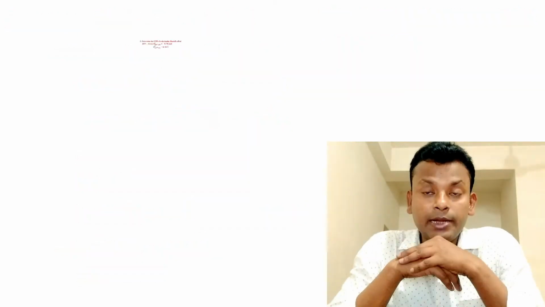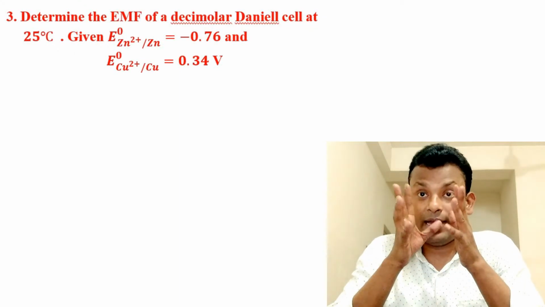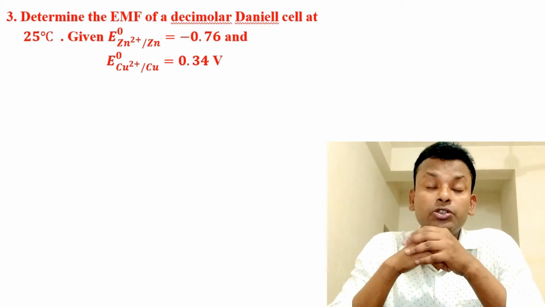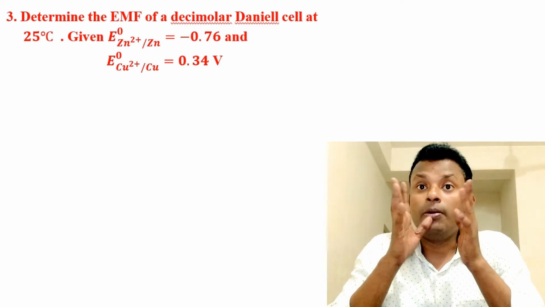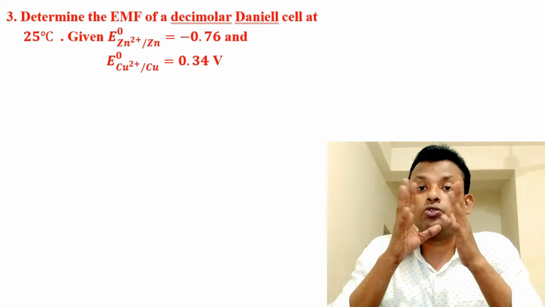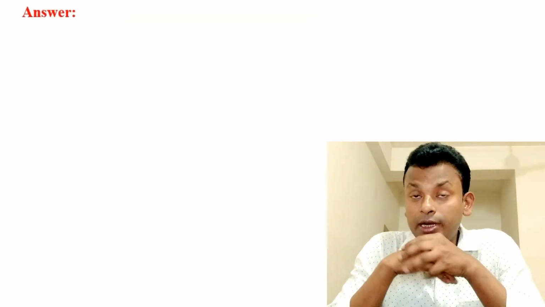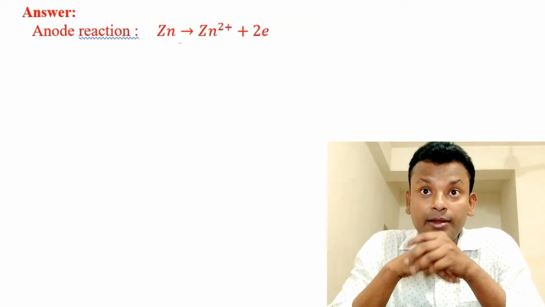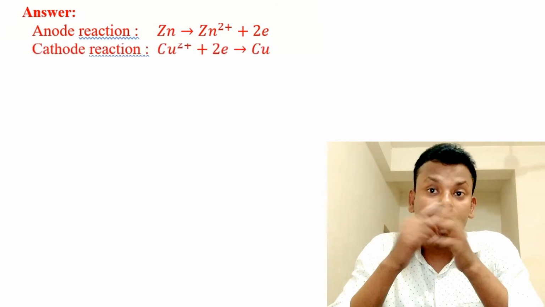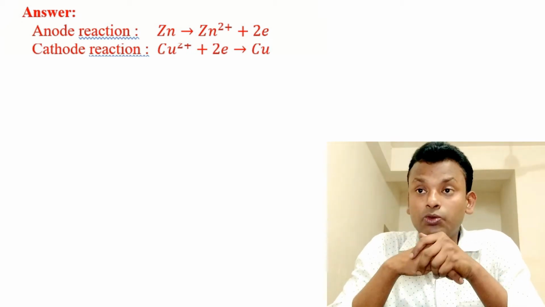Question number 3. Determine the EMF of a decimolar Daniell cell at 25 degree centigrade. Given E0 Zn2 positive Zn equals minus 0.76 volt, E0 Cu2 positive Cu equals plus 0.34 volt. So answer: anode reaction, that is Zn gives Zn2 positive plus 2 electron, cathode reaction Cu2 positive plus 2 electron gives Cu.